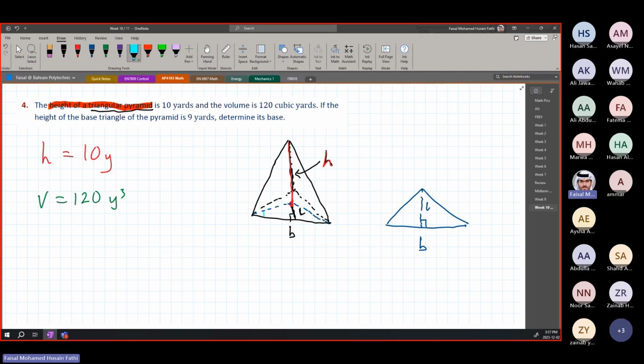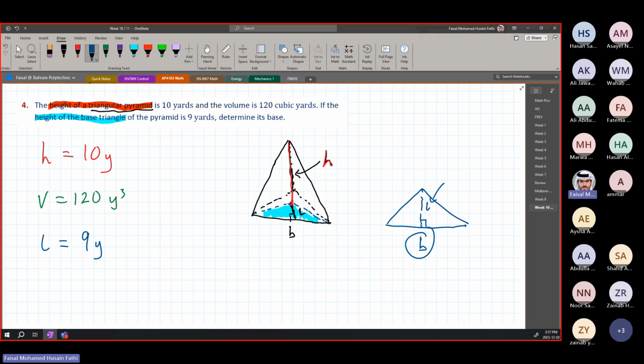It's just this shaded area, because we're talking about the center of the pyramid. Now, the height of the base of the triangle is 9 yards, so we know that L is equal to 9 yards. This L over here is 9 yards. To determine its base, we need to find the base B.